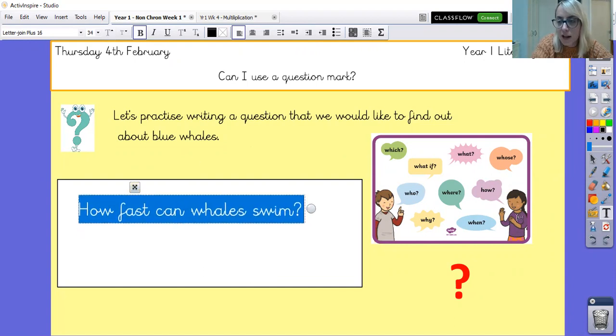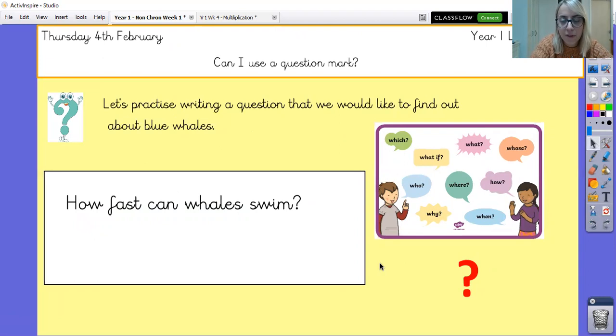What I would like you to do now is have a go at writing your own question that you would like to find out about blue whales. We've already found out some information through our non-chronological report. What other information would you like to find out about whales? Use one of these words to help you, okay? And make sure you include your question mark at the end. So pause the video and have a go at writing that in your book.